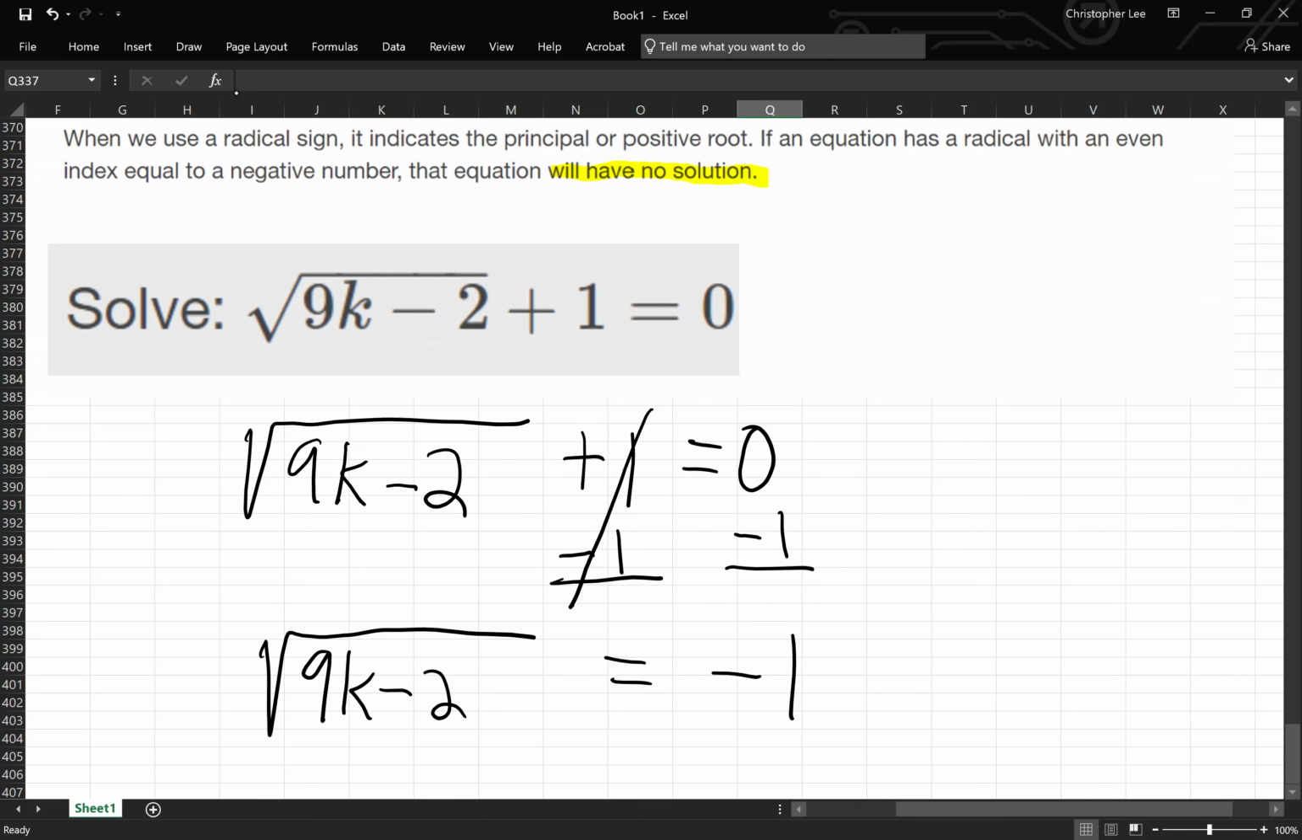Now, we're going to finish this, but just logically speaking for a second, you know that there's nothing that I could put in that radicand to get a -1 out. There's literally nothing I could plug in there to get that -1 out. So this is an example of a question that has no solution. But let's finish it out so you can see.